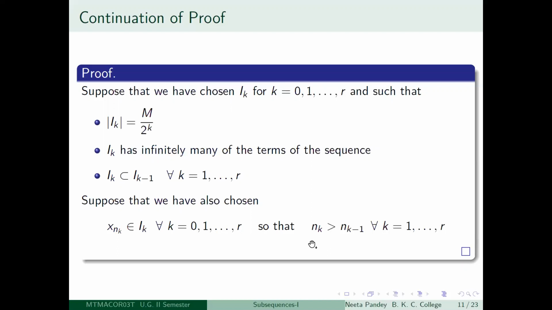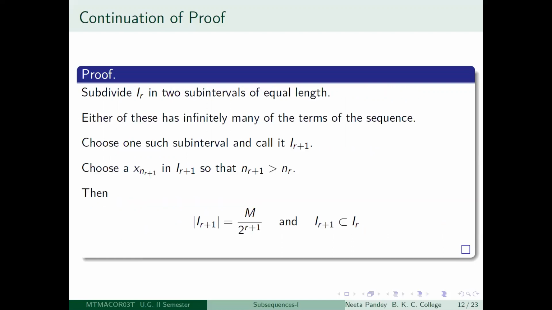This we are able to do because each I_k has infinitely many terms of the sequence, and before any n_{k-1}th term there are only finitely many terms of the sequence. So it is always possible to choose an n_k which is greater than n_{k-1} so that x_{n_k} also belongs to I_k, right? So what we did in the first two steps, in the induction step, we assume that this is true and prove that for the next one also we will be able to get the same thing.